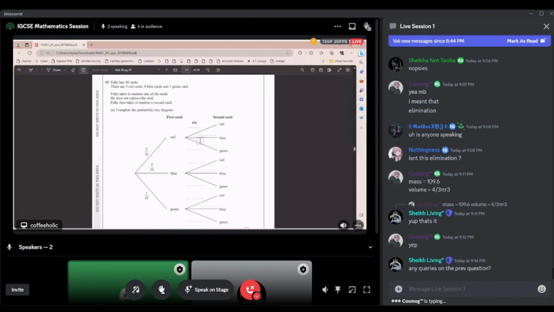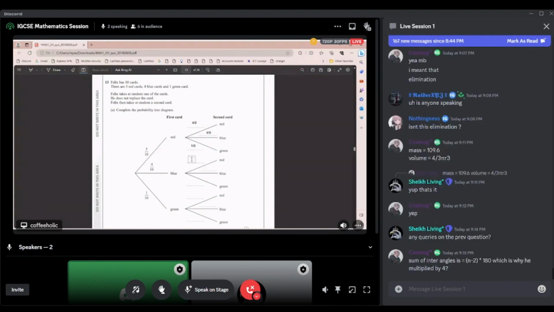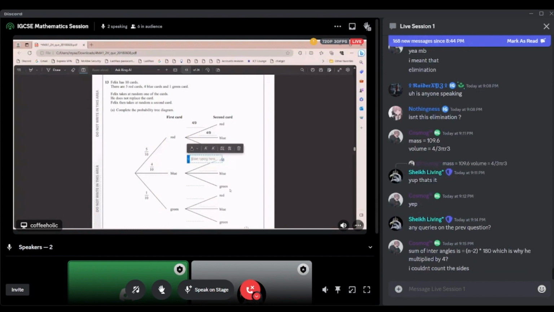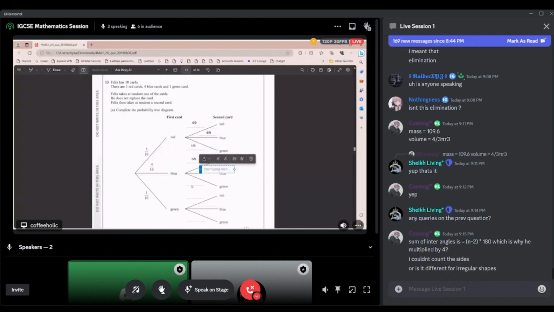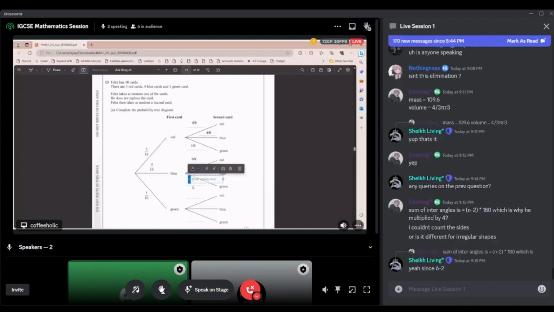And for blue, it would be 4/9 as well, because there are 4 blue cards and 9 cards remaining. And for green, again, there's 9 cards remaining and 1 green card, so it would be 1/9. For blue first, 4/10. Now there's 9 cards remaining because you've taken 1 blue card out. So there's still 5 red cards remaining in the deck, so you'd have 5/9. And for blue, because there's 3 blue cards remaining and 9 cards overall, it would be 3/9. And for green, 1 green card upon 9, so 1/9.